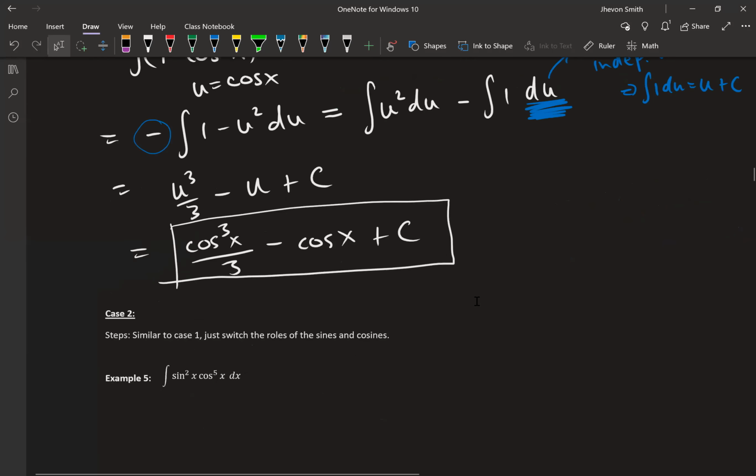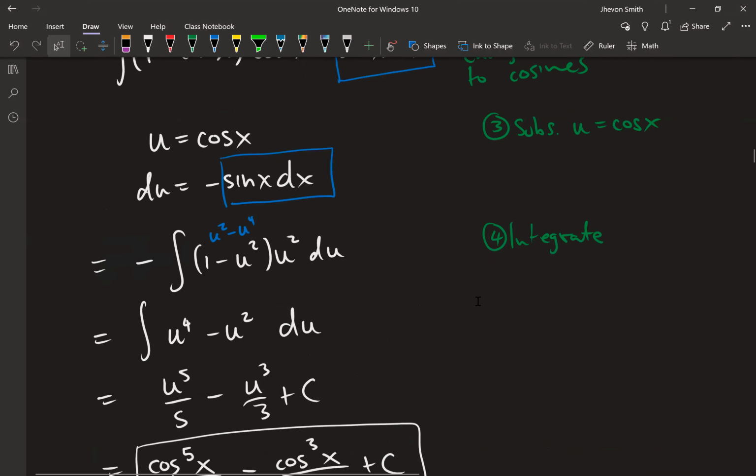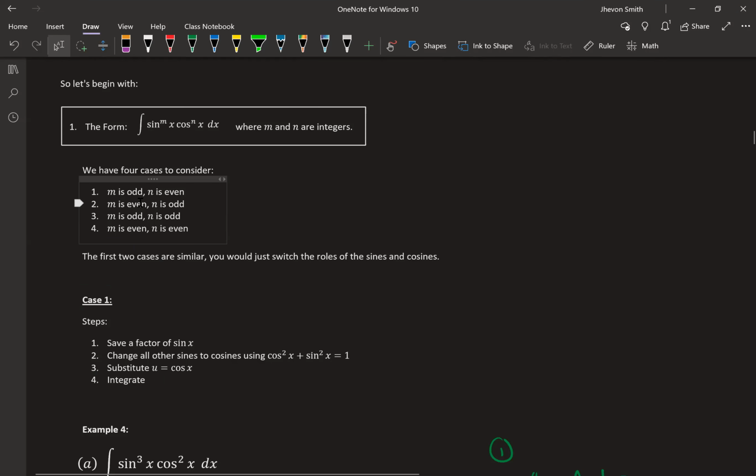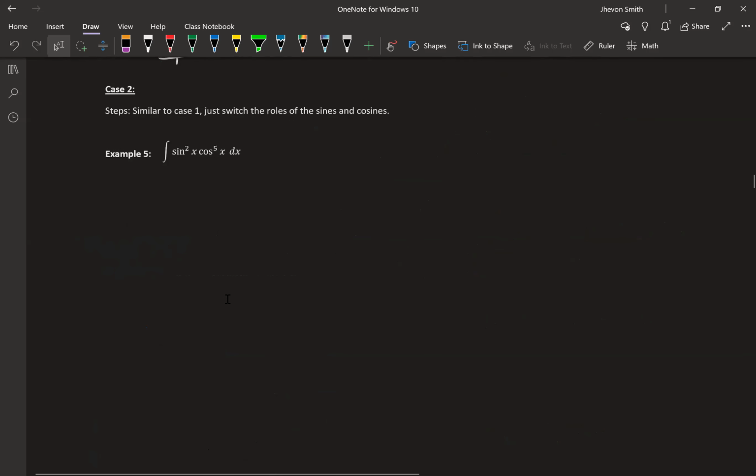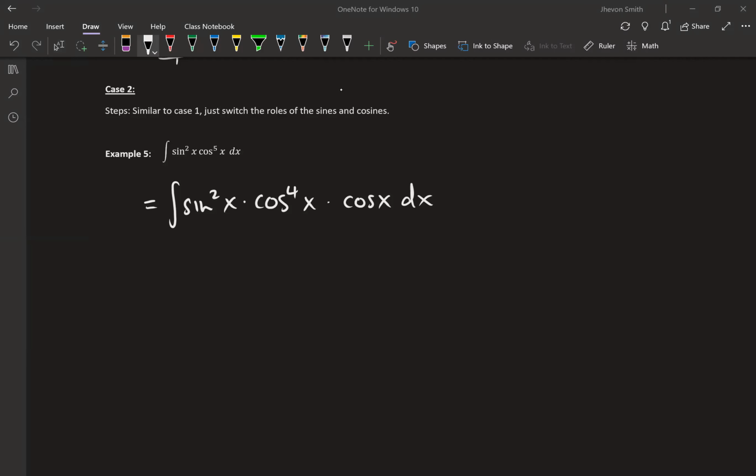All right. Moving on to case two. So case two is when m is even and n is odd, right? So the power of the sine is even, the power of the cosine is odd, okay? Now obviously this is kind of like a reverse of the other scenario, so the rules are very similar. You just have sine and cosine switch roles. So instead of saving a factor of the sine, you would save a factor of the cosine. Then you would change all other cosines to sines.